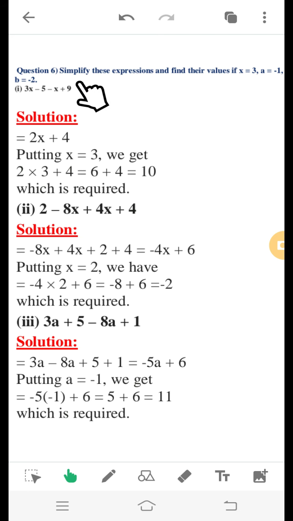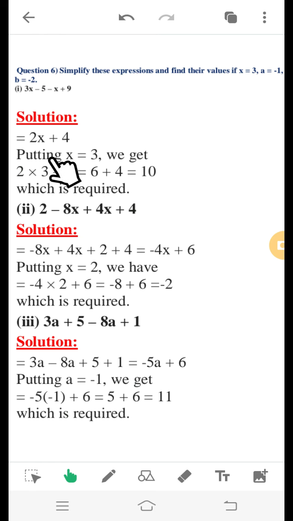Now question 6. Simplify this expression and find their values. If x is equal to 3, a is equal to minus 1 and b is equal to minus 2. Here 3 variables are given and we have to put the values of these variables in the equation. So the first one, 3x minus 5 minus x plus 9. First simplify this. Put together like terms, so 3x minus x is 2x, minus 5 plus 9 is plus 4.